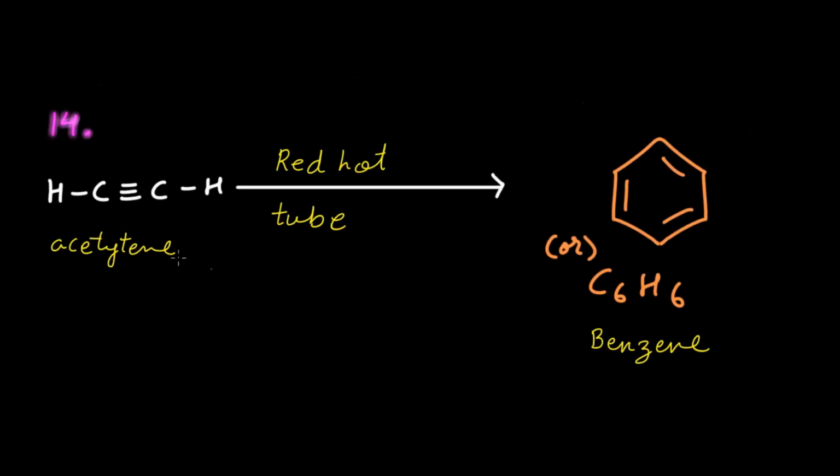Now this is the last one, the 14th one. When acetylene is heated in a red hot tube, you will get benzene. This is just a reaction that I was able to find. So when acetylene is heated in a red hot tube, you will get benzene. So this was the final reaction.